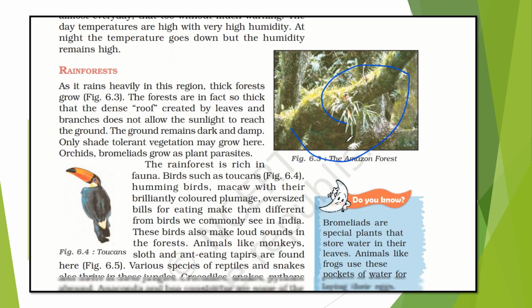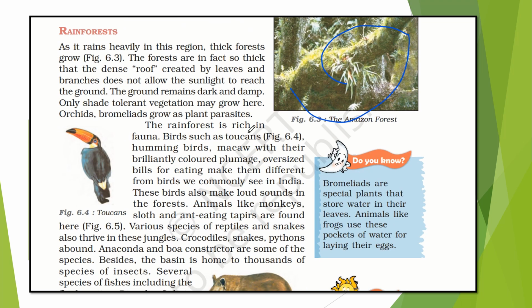For example, orchids and bromeliads grow as plant parasites. Plant parasites means these plants cannot prepare their own food. They are dependent on other trees. Now the rainforest is rich in fauna. Fauna means animals and birds. Birds such as toucans.